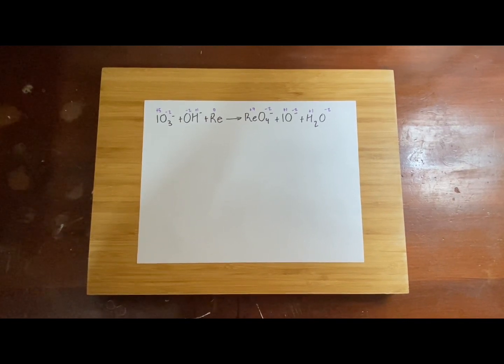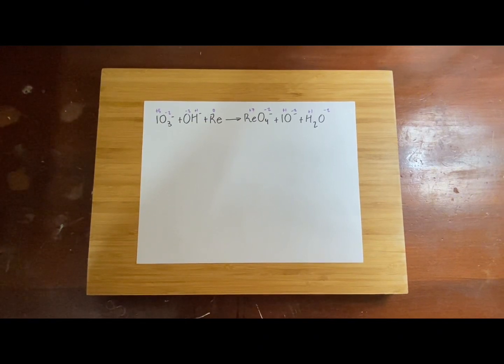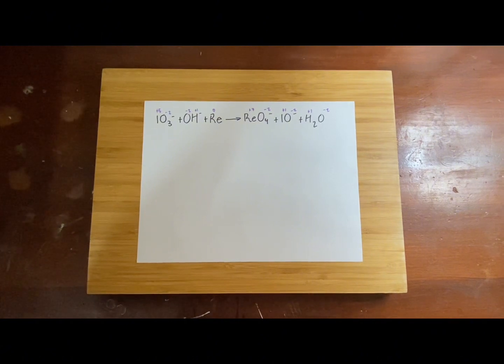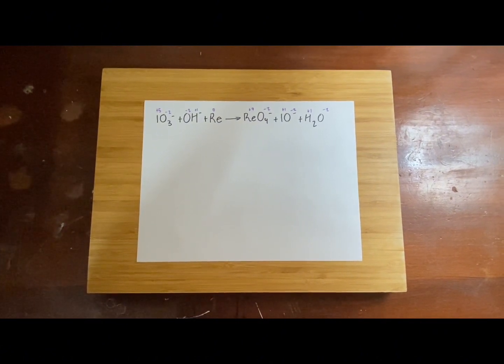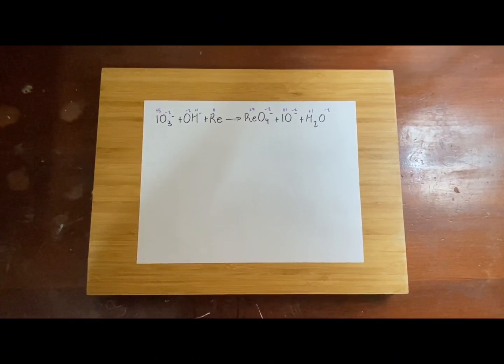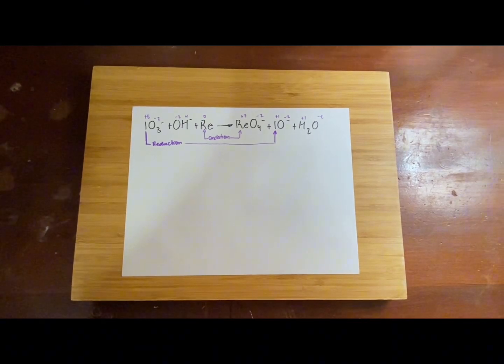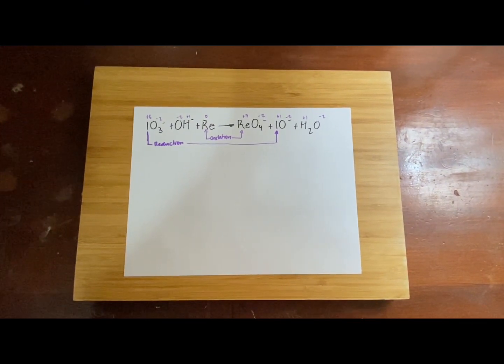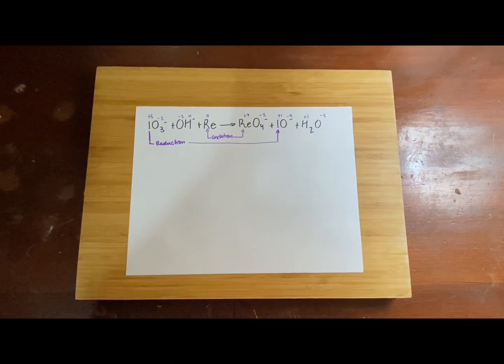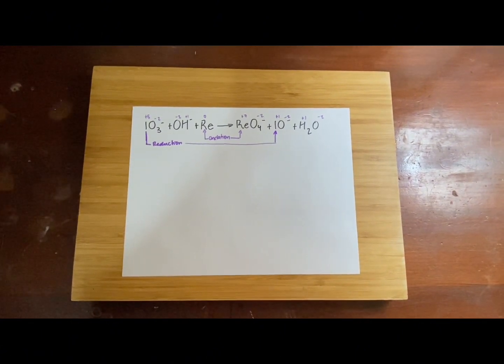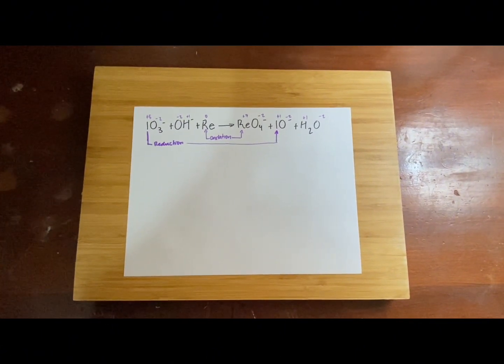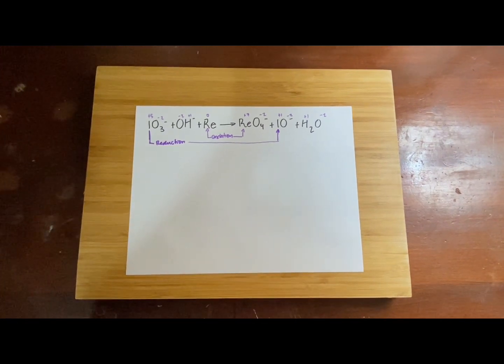Now, let's do the same process but with the right side of the reaction now. Again, oxygen has a charge of -2, hydrogen has a charge of +1, iodine has a charge of +1, and rhenium has a charge of +7. Next step is to identify the oxidation and reduction elements. Rhenium lost 7 electrons, making it the oxidized element. Iodine gained 4 electrons, making it the reduced element.